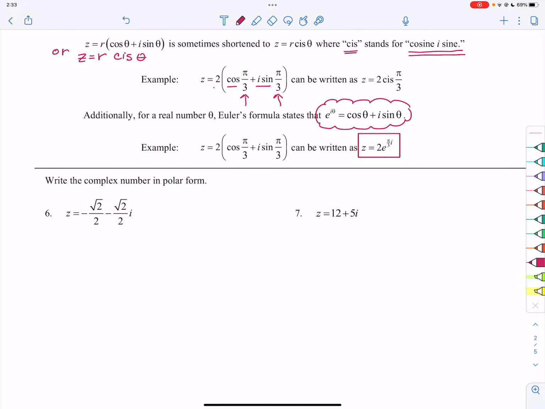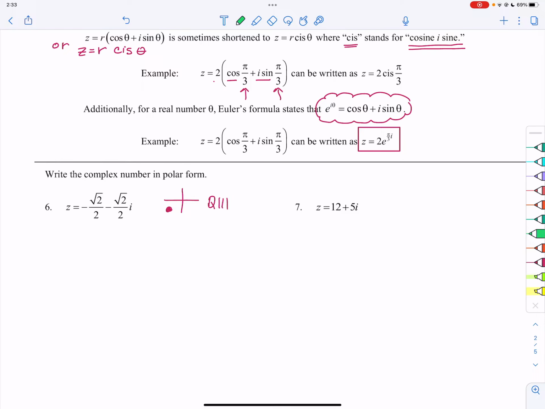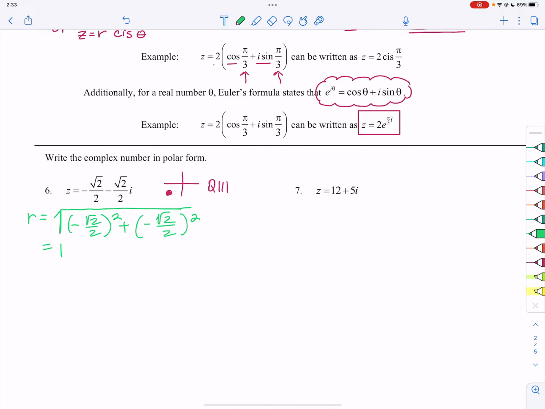Let's write the following complex numbers in polar form. First thing we want to note is that we are in quadrant 3, negative and negative. So this is quadrant 3, okay? So let's start with r is equal to the square root of (negative root 2 over 2) squared plus (negative root 2 over 2) squared. And we're just going to have r equal to 1.